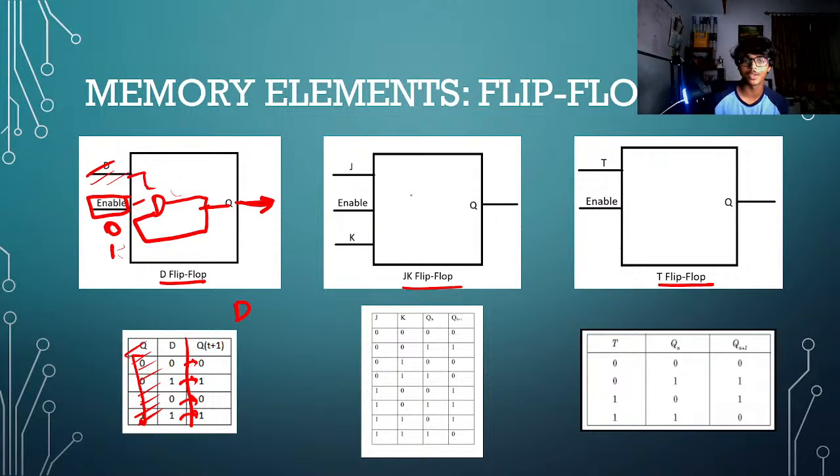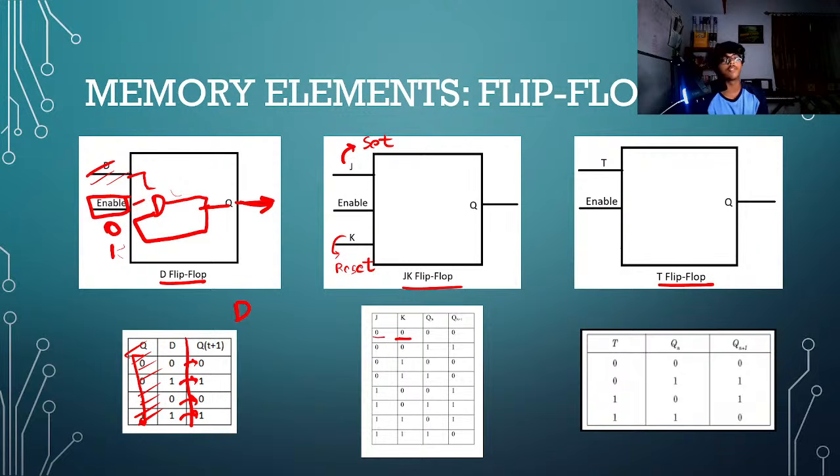If you understand what D flip-flop is, for JK flip-flop you have two inputs, J and K, and an enable pin. Enable acts the same way. Whatever JK is, it doesn't matter if enable is 0. Q is going to hold on to the previous value. So let's get into the truth table. If J is 0 and K is 0... I want you to think of J as set. Think of J as the set input and K as the reset input.